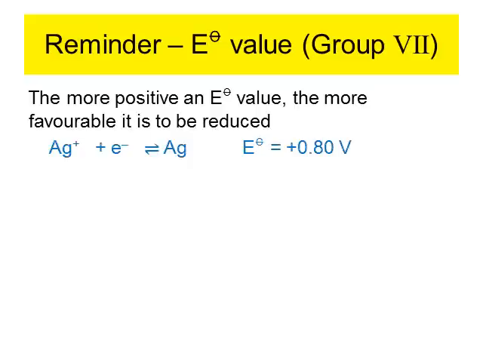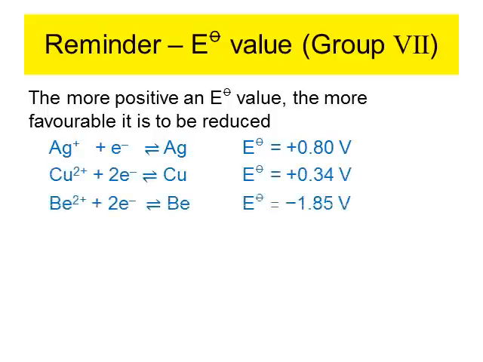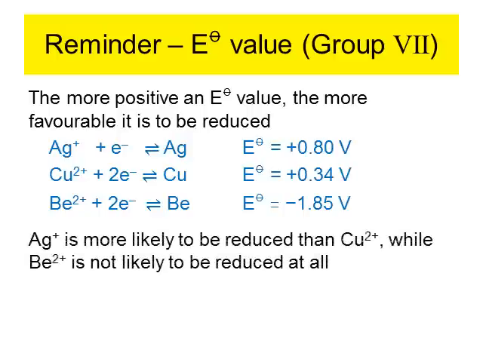For example, this is to say that silver ion has a chance of being reduced to silver, E0 value positive 0.8, followed by copper 2+ to copper at 0.34, and beryllium 2+ to beryllium at negative 1.85. So, based on what we can see above, because silver's reduction equation has the highest E0 value, that is the most positive E0 value, it is the most likely to be reduced.